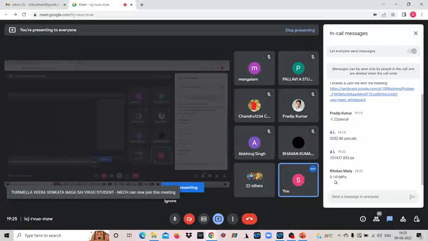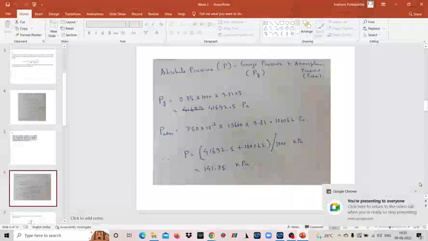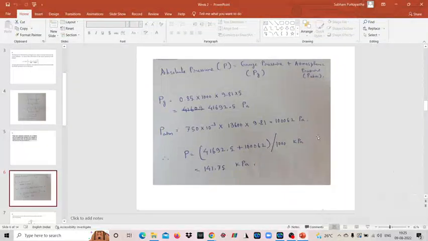Someone got 0.141 megapascal. Ritoban Maiti, 0.141 megapascal. You just check your calculations once again, or there might be some calculation issues with my calculation also, but the idea is you should know how to solve this problem. I hope the idea is clear.